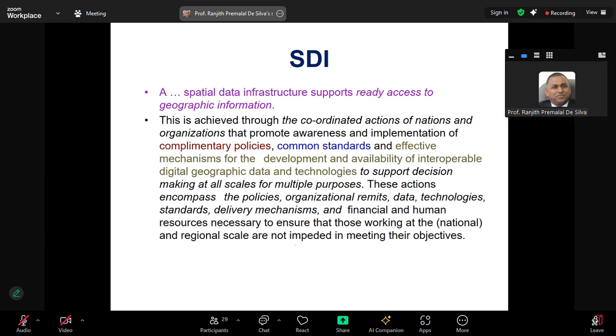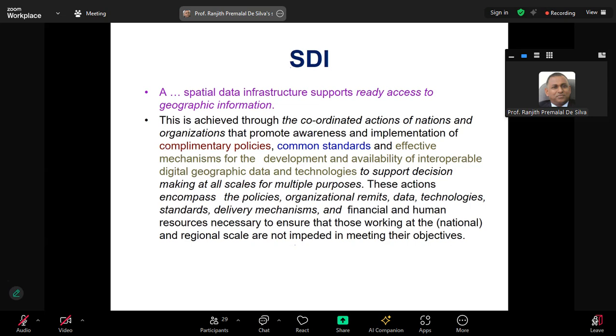Okay, so spatial data infrastructure supports ready access to geographic information. This is achieved through the coordinated actions of nations and organizations that promote awareness and implementation of complementary policies, common standards, and effective mechanisms for the development and availability of interoperable digital geographic data and technologies to support decision making at all scales for multiple purposes. Now, it's a long sentence, but it covers most of the important aspects.